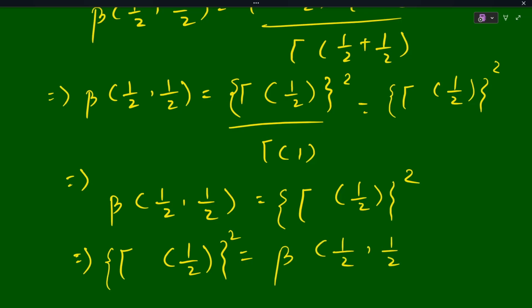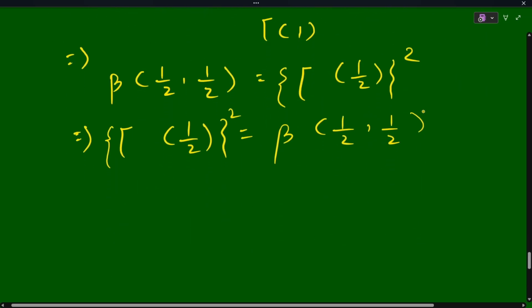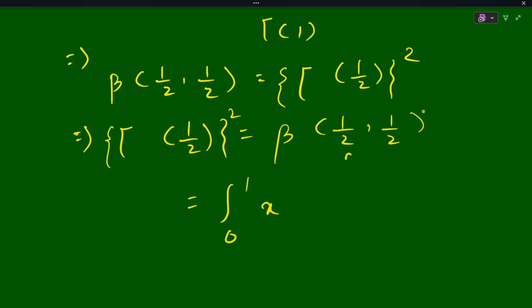Now use the value of beta half and half using the elementary formula, which is the integral from 0 to 1 of x to the power m minus 1, right? So this is m and this is n, so it would be x to the power m minus 1 into 1 minus x to the power n minus 1, where n is half.